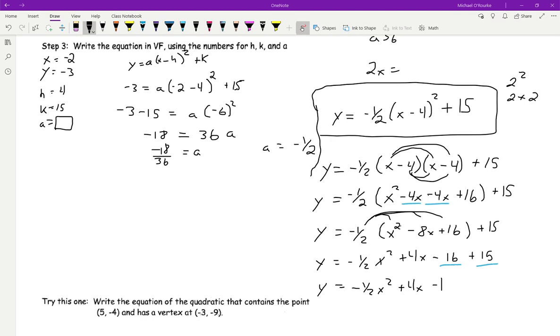What's OC? Chris, what did you say, OC negative 8? Is it? Oh, I didn't do that. You're right. Chris found my error here. I didn't divide this by 2.